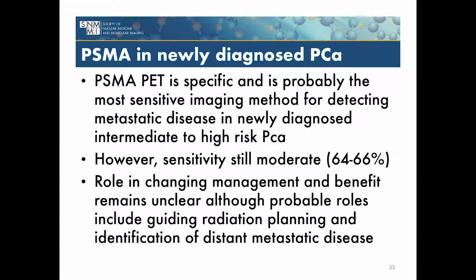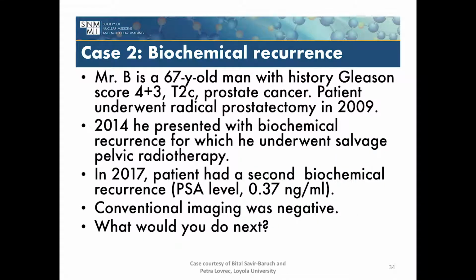So to summarize the discussion of PSMA in newly diagnosed prostate cancer, it's specific and probably the most sensitive imaging method for detecting metastatic disease in newly diagnosed intermediate or high-risk prostate cancer. The sensitivity is still moderate, remember that, for micrometastatic disease. And the role in changing management and benefit remains unclear, although probably reasonable roles to investigate in the future would include guiding radiation planning and identifying distant metastatic disease, whether high volume or low volume, as in the case we were just looking at. So with that, we'll switch gears and talk a little bit about biochemical recurrence.